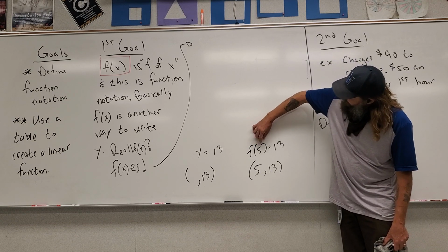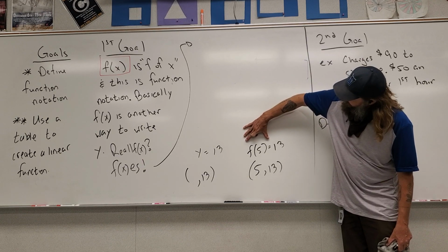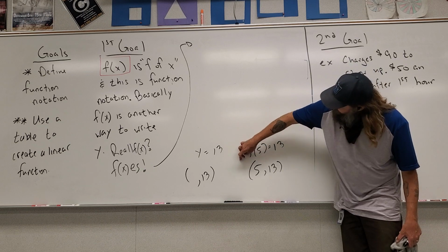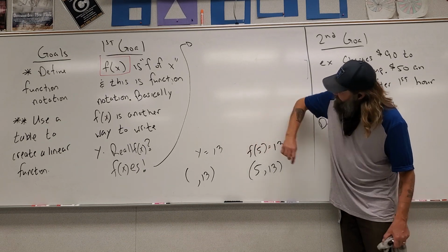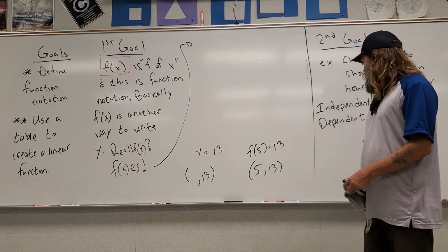This is my input. This is my output. This whole f of 5 is my y, even though it doesn't look like a y. This whole thing is y, and inside there's my x. So again, you can make ordered pairs from function notation.